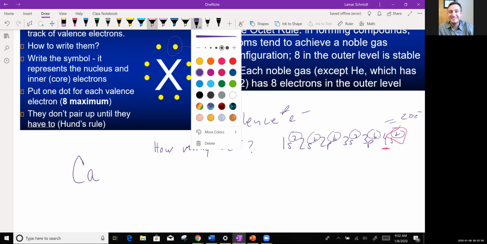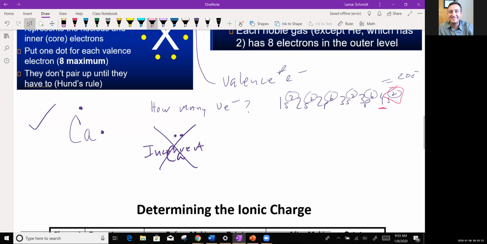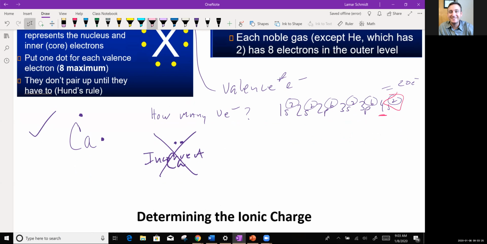So we're only going to represent valence electrons here. For calcium, we are going to put 1 dot on one side and 1 there. It does not matter whether you start top, bottom, left, right. I just will always start with the top. But what you cannot do is you cannot do this. They cannot pair until they're forced to do this. So this would be incorrect. And this is correct.